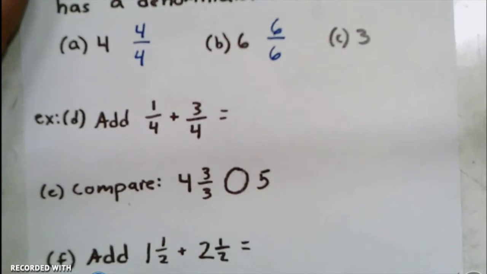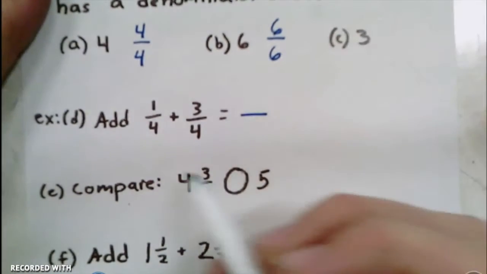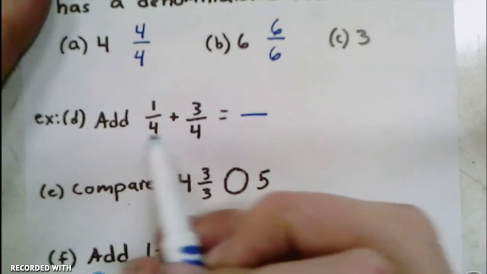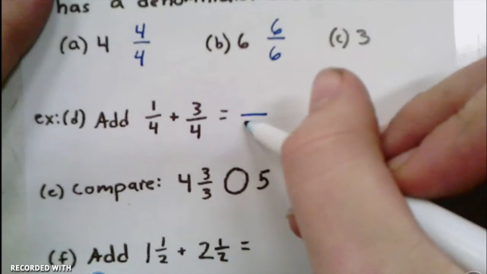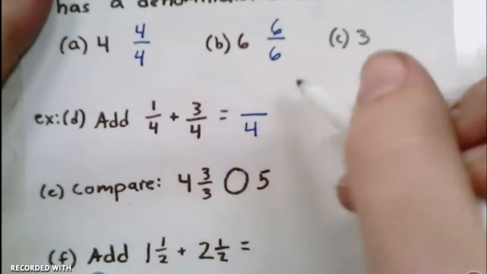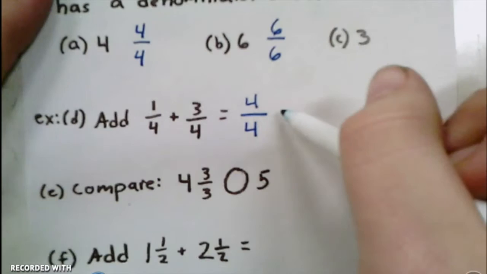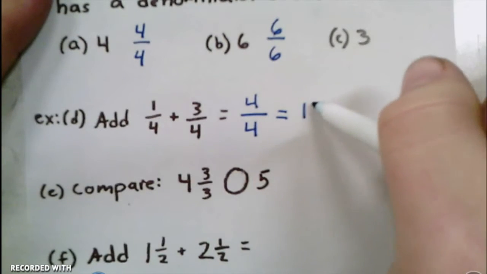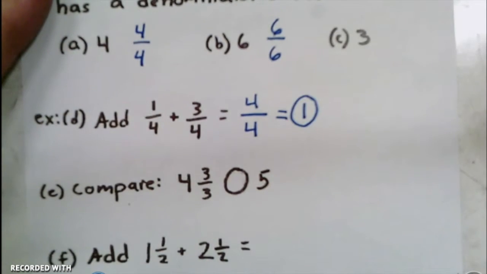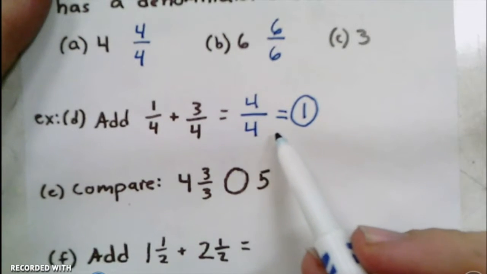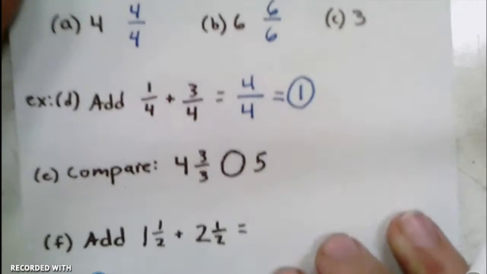All right, this says add 1/4 plus 3/4. So when I'm adding fractions, they're always going to need to have the same denominator. These ones do. Our denominator stays the same. We add across our numerators. I got 4 over 4. Now I already just learned that 4 over 4 equals 1. So from this point out, if you get an answer with a numerator and a denominator the same, I want you to simplify them to 1.